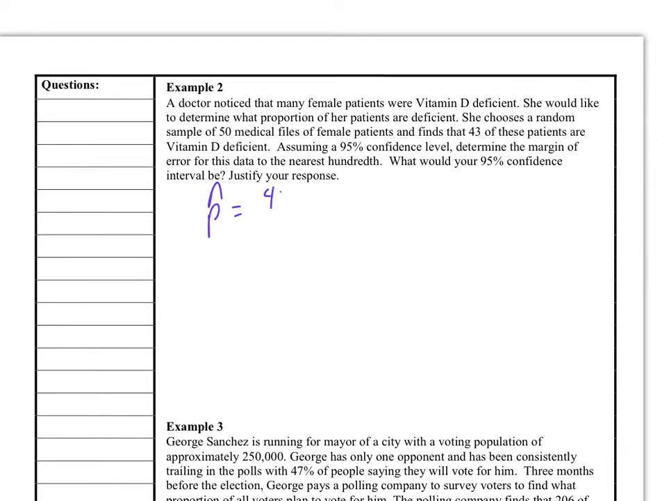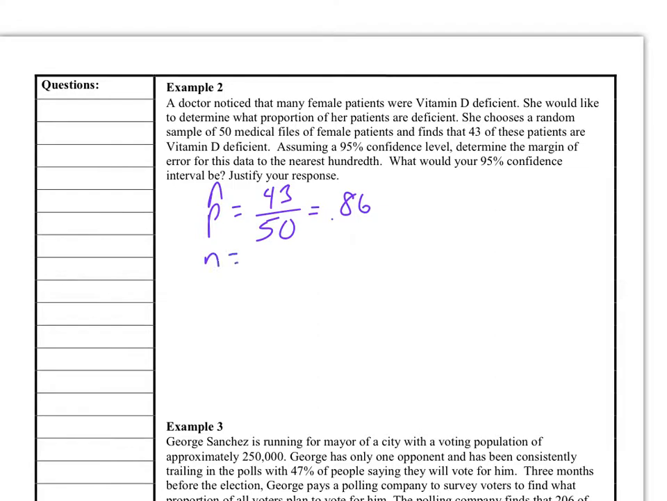Notice it did not say all of her patients. If it said all of her patients, we would not need to be doing statistics. We would know the answer to the question. We would say, boom, it is this number. But we're doing a sample. So this sample should work out to be 0.86.